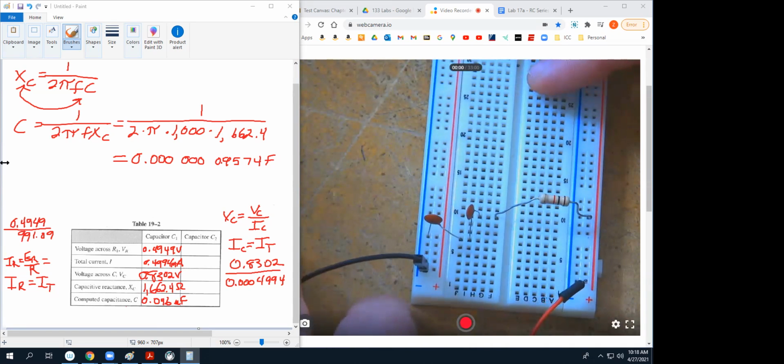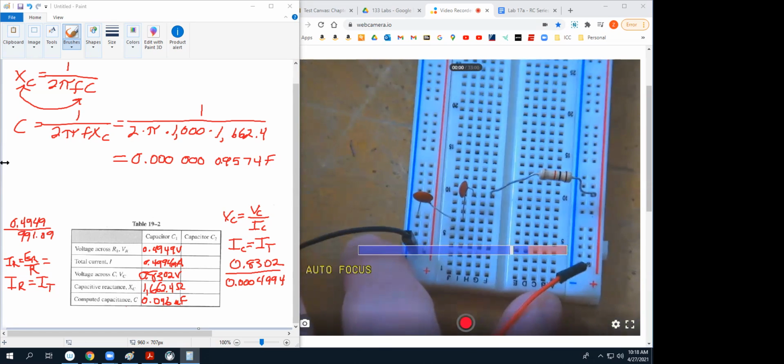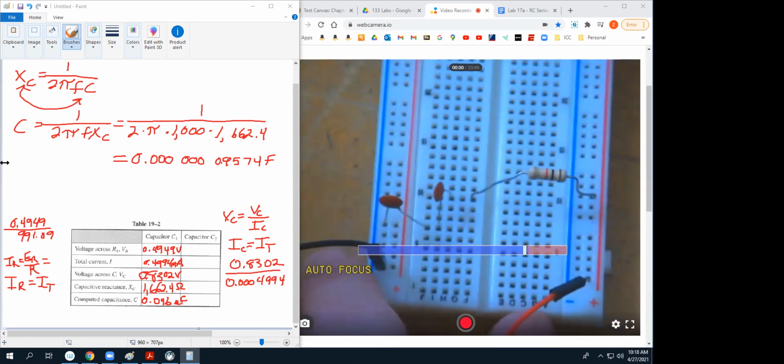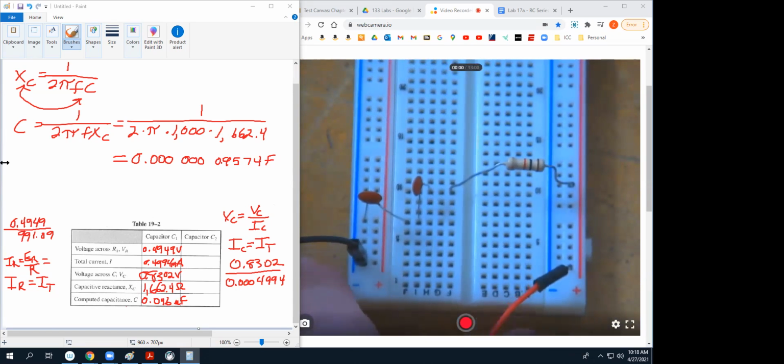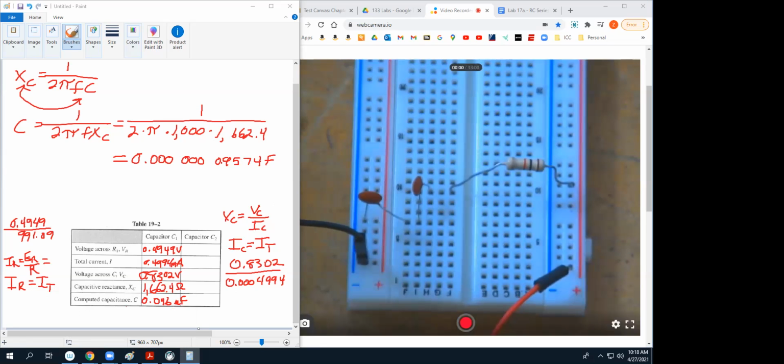Is that a completed circuit? You're putting the resistor in series with it? Check my procedure. Calculate the capacitive reactance.